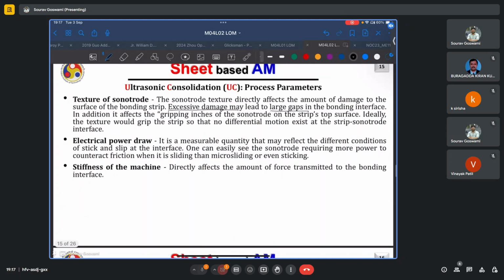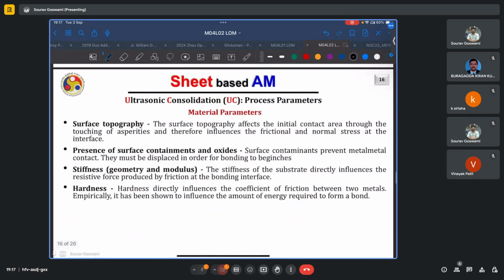The electrical power draw is a measurable quantity that may reflect the different conditions of stick and slip at the interface. The sonotrode typically requires more power to counteract friction when it is sliding rather than when it is sticking. The stiffness of the machine directly affects the amount of force transmitted to the bonding interface. These were the process parameters.